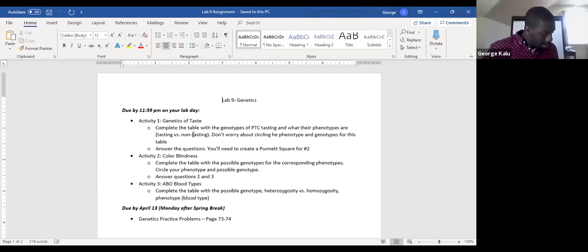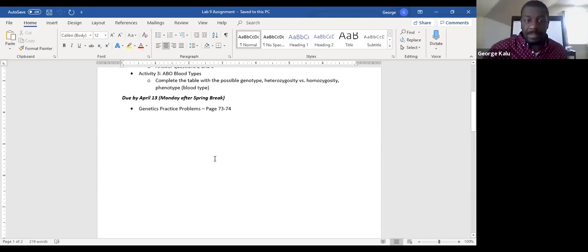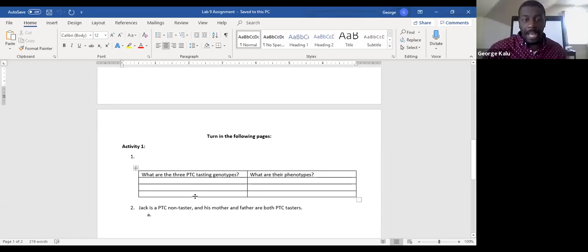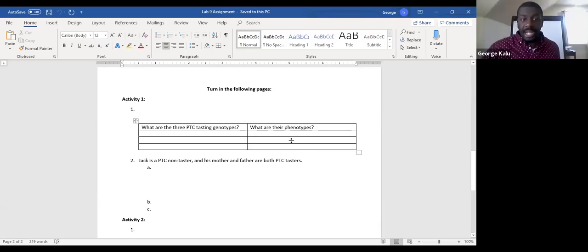So what you're going to be doing is writing down the 3 possible genotypes for being able to taste PTC. You're going to list what those genotypes are, and then depending on what they are, you're going to determine what their phenotypes are, either tasting or not being able to taste it. That's going to be for activity 1.